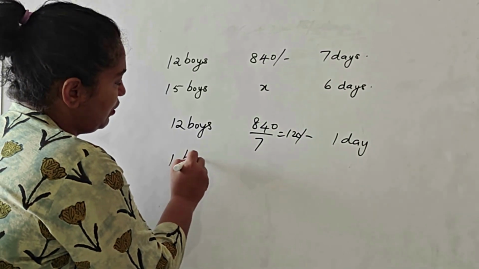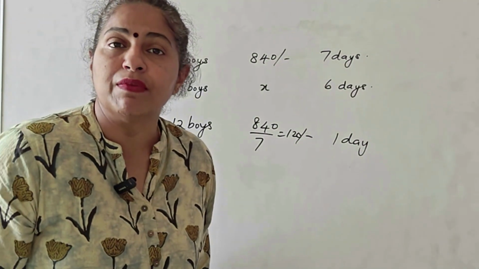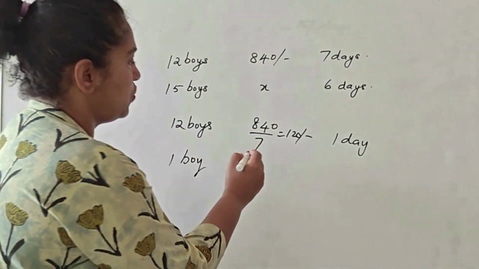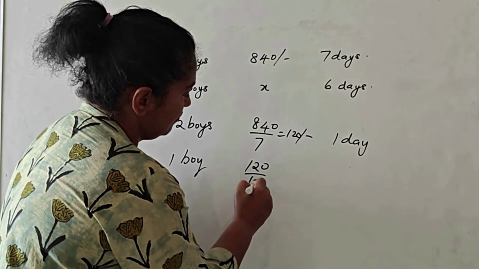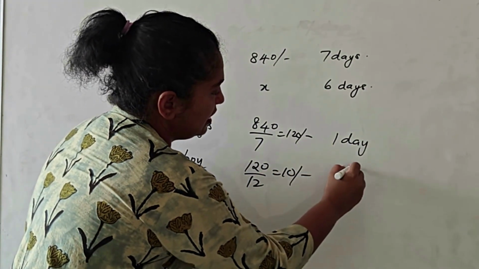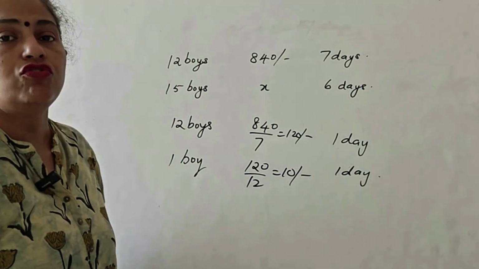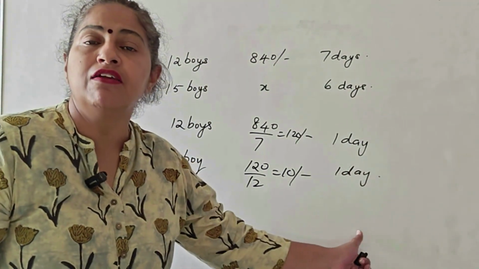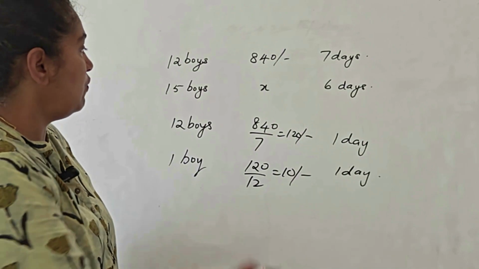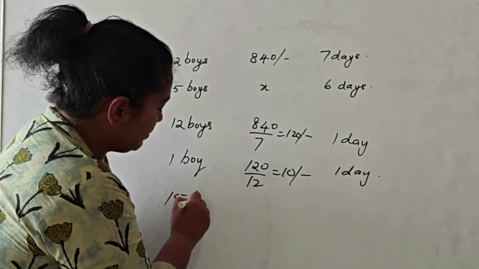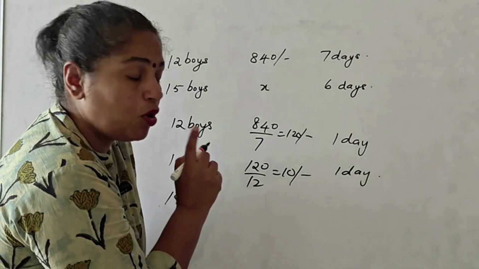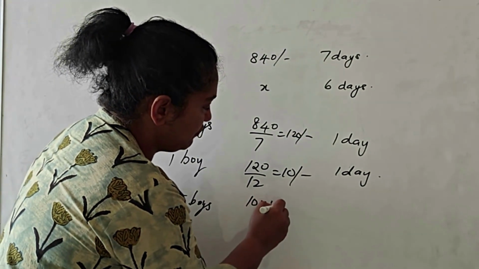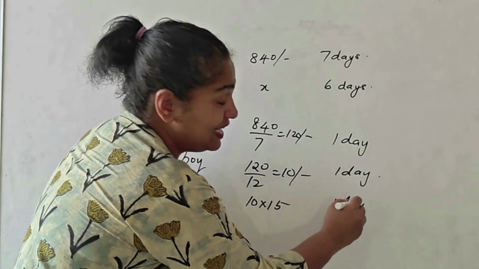If there was only one boy who was working, will he get more money or less money? Lesser money. So 10 rupees in 1 day. So one boy working for 1 day will get 10 rupees. So now we have 15 boys. Will 15 boys get more money or less money? More money. So 10 into 15 working for 1 day.